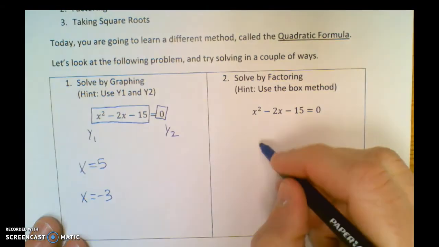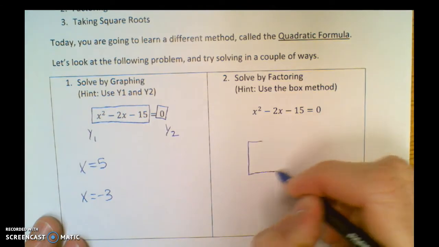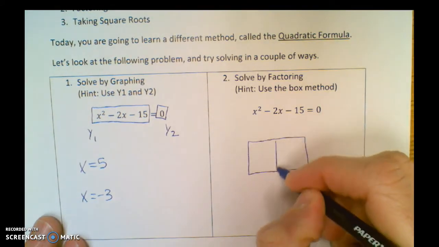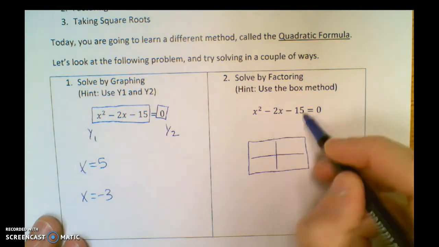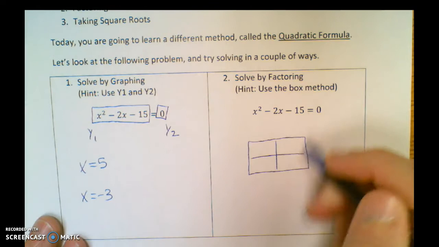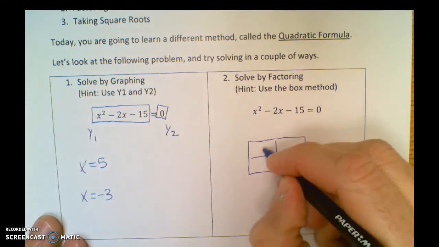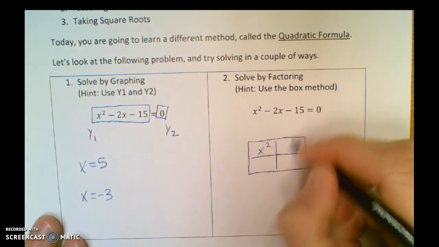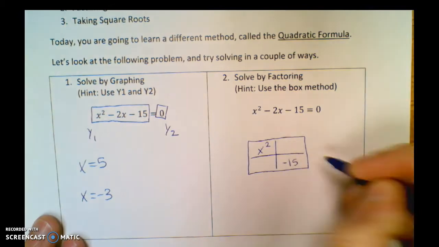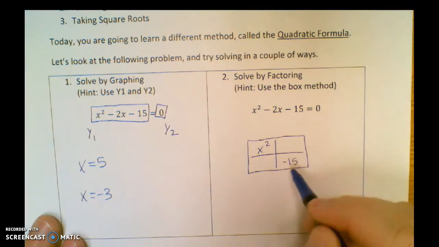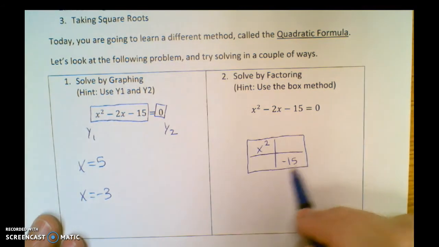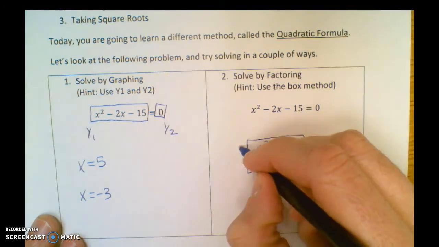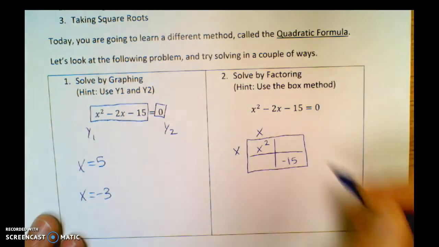The second method was by factoring. And factoring involved using that box. So you could draw a box and place your values inside the box and use them to help you with the multiplication. Remember the first term, x squared, went in the first box, and the negative 15 went in the last box. Now you had to ask yourself what numbers multiply together to give you x squared, and what numbers multiply together to give you negative 15. For x squared, I know it's x times x.